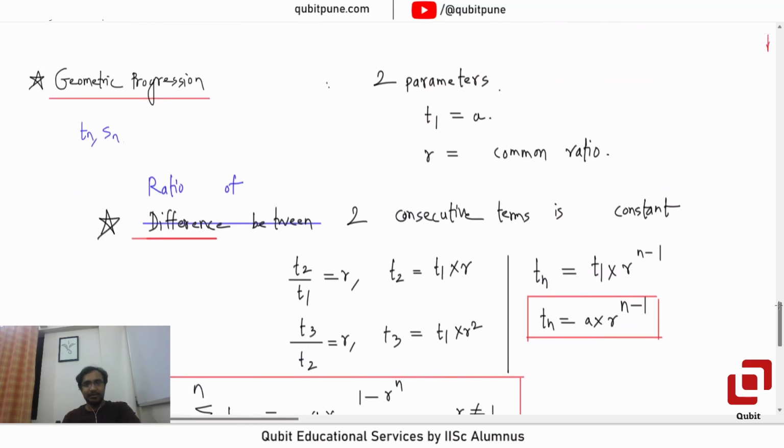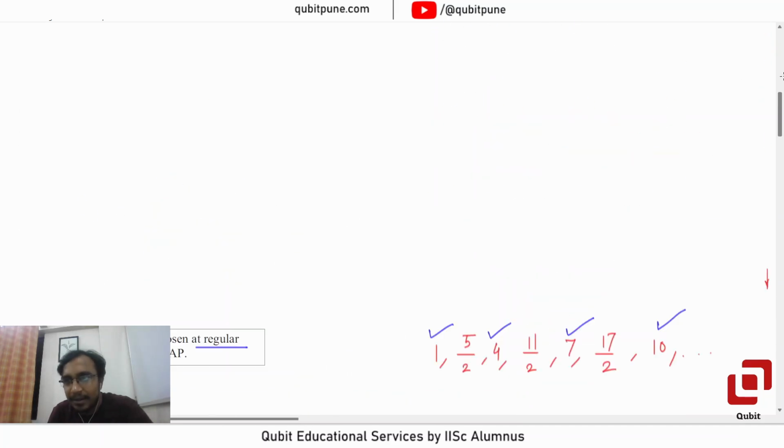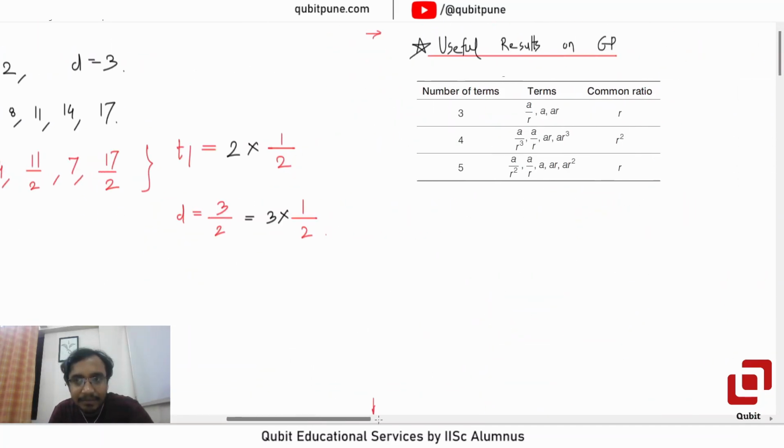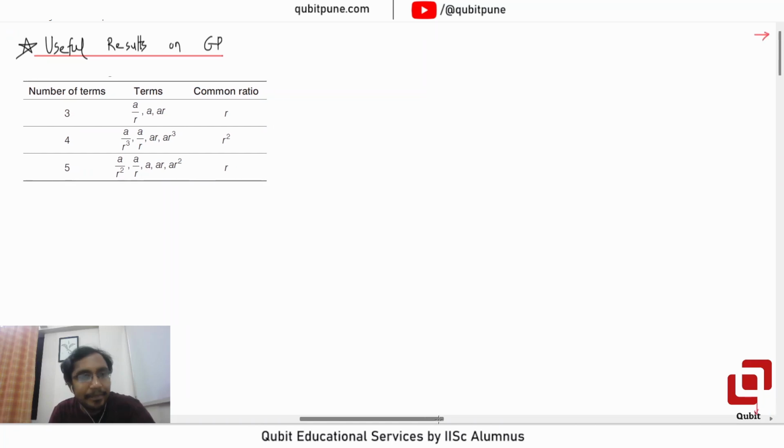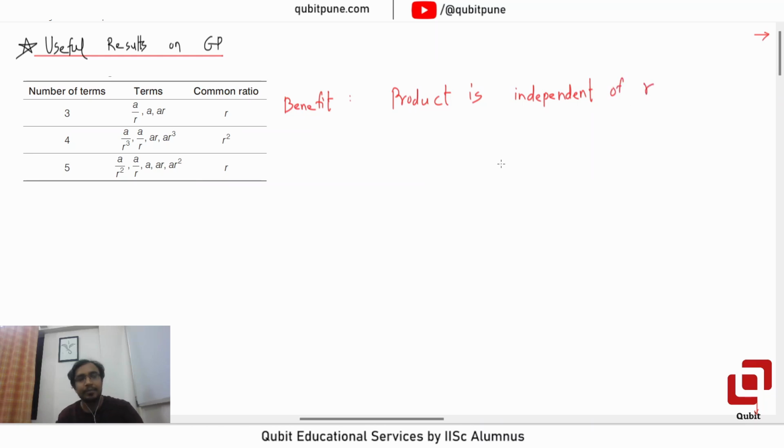Alright. Now let us see some useful information about GP, like what happens if we multiply or divide. Firstly, this is just an extension of what we discussed in AP. If we have three terms and the product is known, it is better to assume the terms to be A by R, A, AR. Again, the benefit is clear: the product is independent of R.